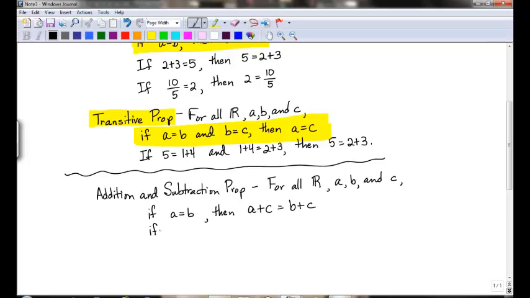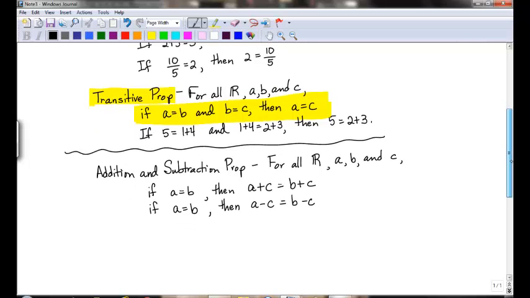And the subtraction would be A equals B. Then if those two are equal, then I should be able to subtract the same thing on both sides. If A equals B, then A minus C equals B minus C. And that's the subtraction property. Okay, draw another little separator.